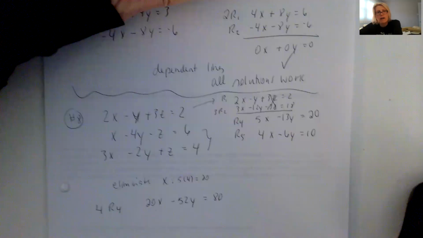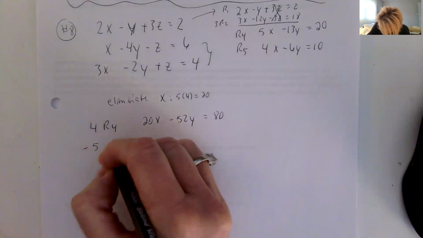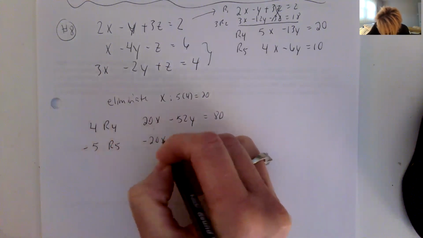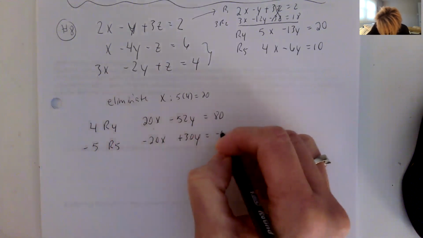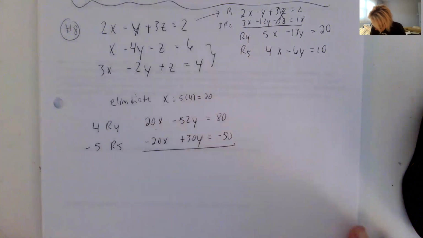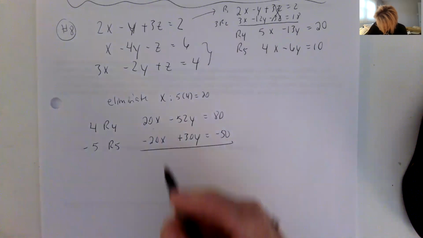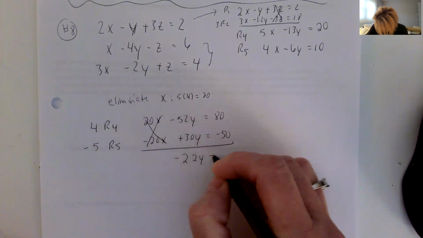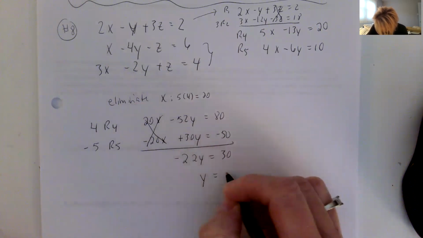And then I'm going to have to make the second one negative. So a negative 5 times row 5. So that'll be a negative 20x plus 30y equals a negative 50. So the x's cancel and we're left with a negative 22y equals 30. And so y equals a negative 30 divided by 22.